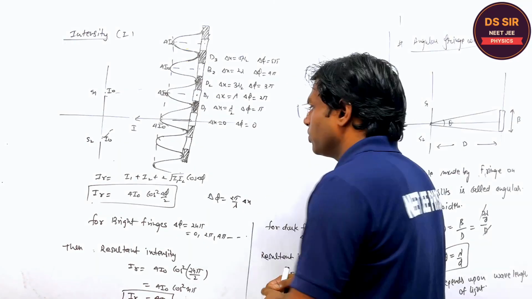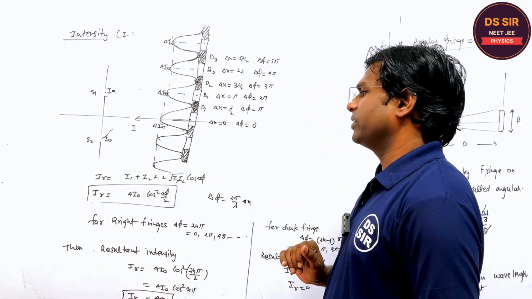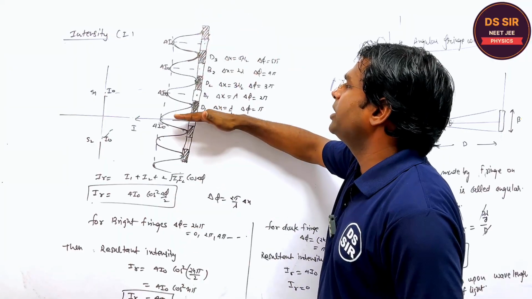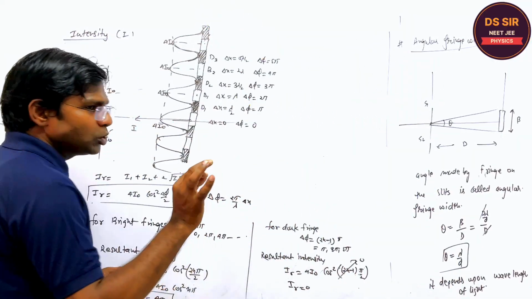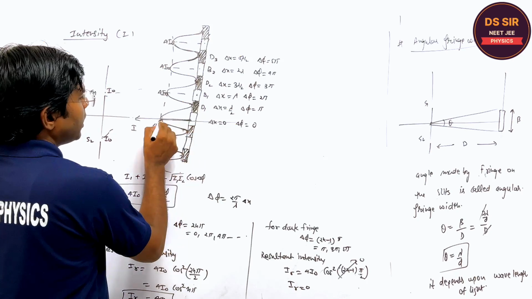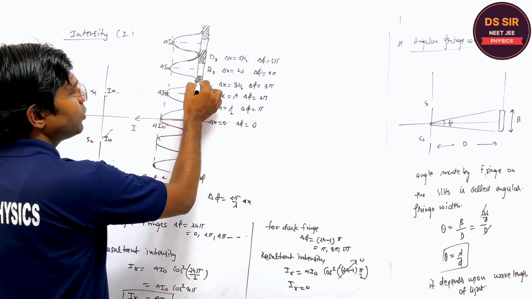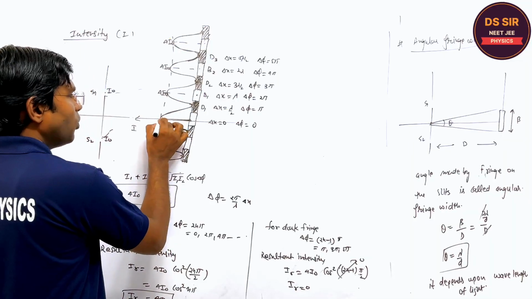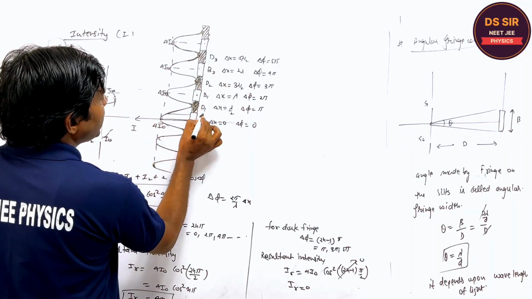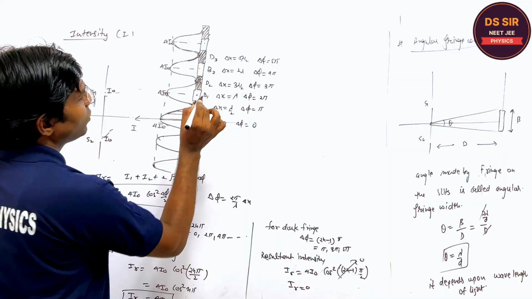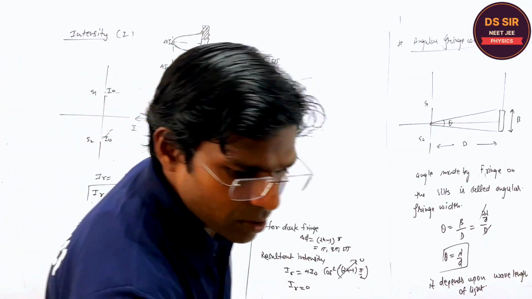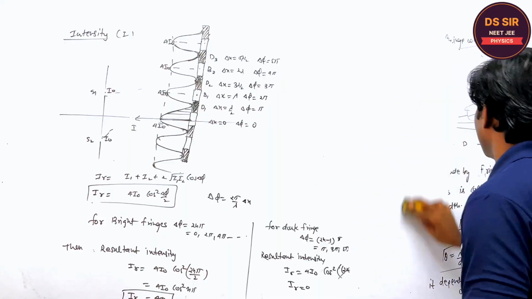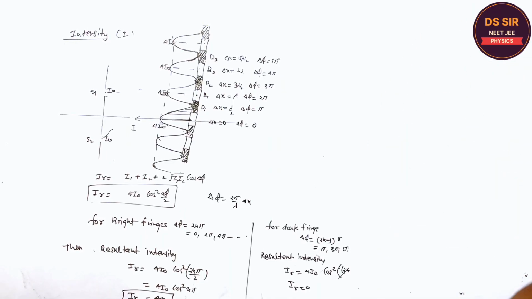Copy this. From this expression you can find that the intensity changes with distance. Listen, it is not always fixed at 4I naught and 0. The intensity may vary from 4I naught to 0. It may be 3I naught, 2I naught, or I naught. As the distance changes, the intensity changes. Is it clear or not?